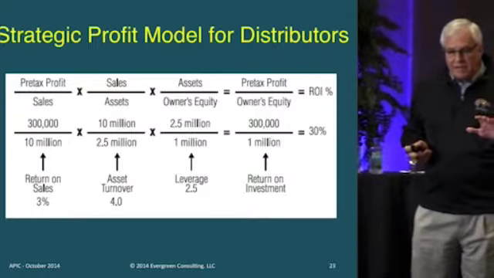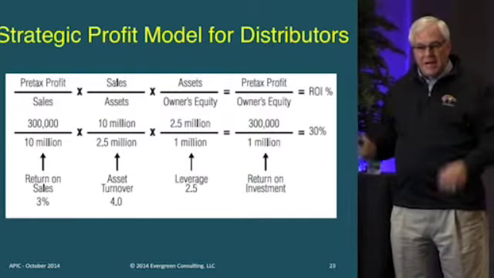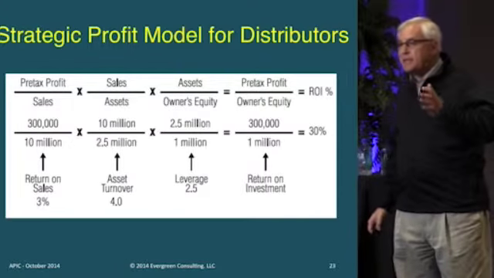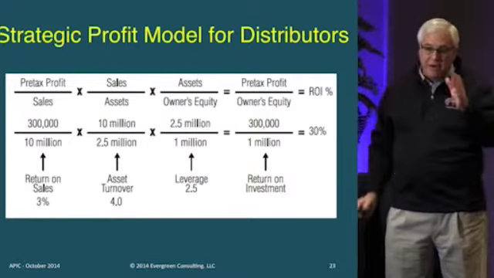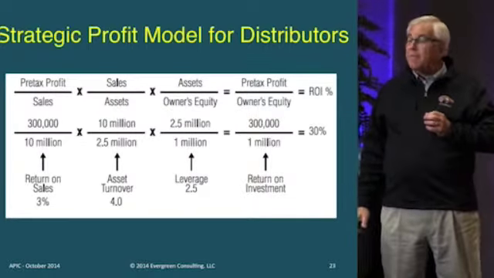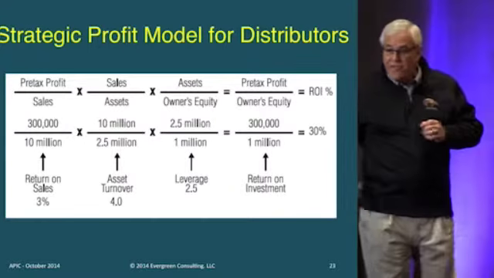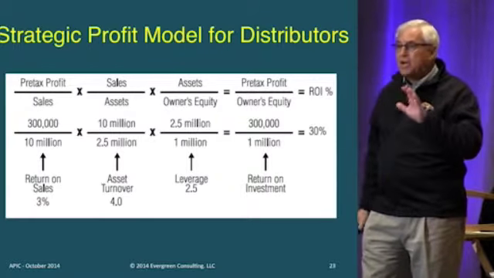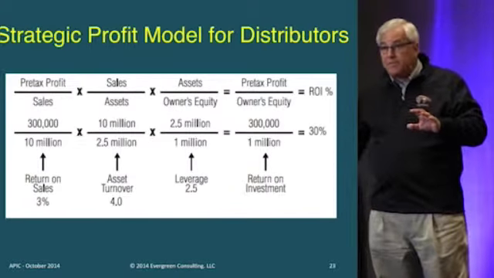On the far left is the return on sales computation. It's a fraction: pre-tax profit divided by sales. In this case, we have a $10 million division, or a $10 million company. $300,000 of pre-tax profit divided by $10 million of sales is a 3% return on sales. So that's a measurement of how well we manage sales growth, margins, and people and non-people expenses.